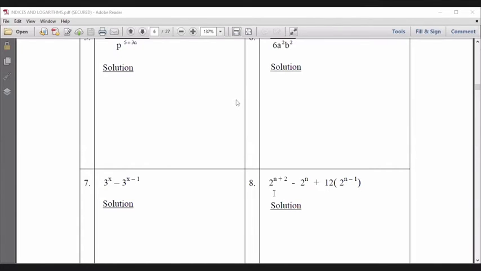We did indices, lots of indices. Is that true? Yes. What is a raised to power m times a raised to power n? What is the answer? A raised to power mn. A raised to power m plus n.